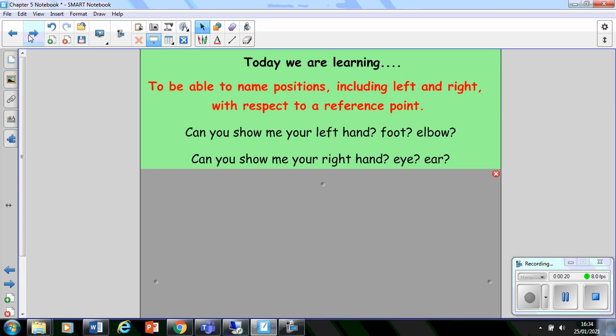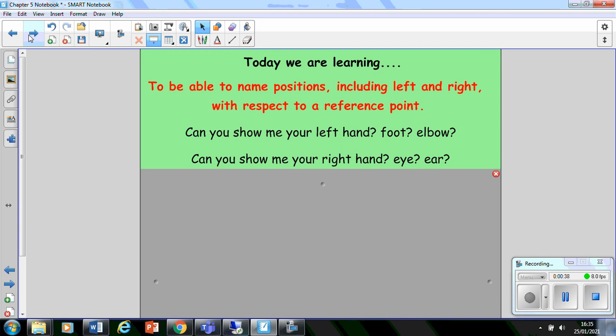Okay, today we are learning to name positions, including using the words left and right with respect to a reference point. What that simply means is when you look at something, you're able to tell what is to its left and what is to its right.